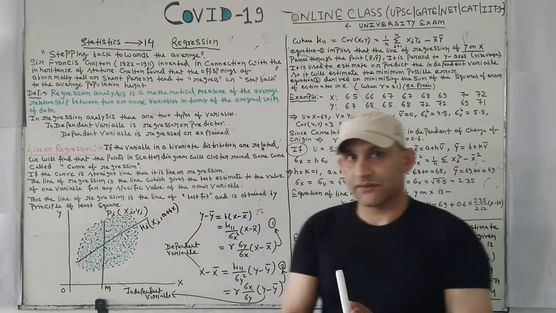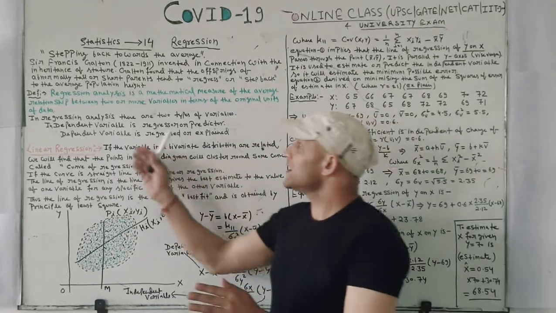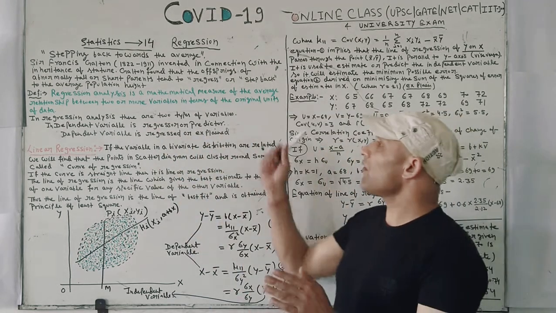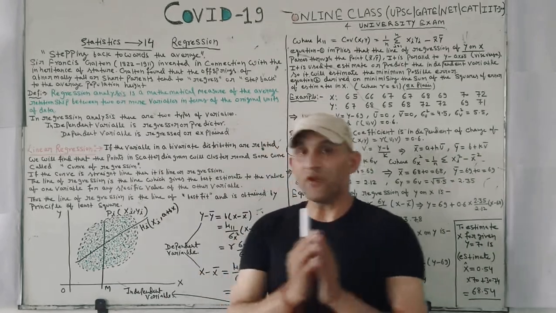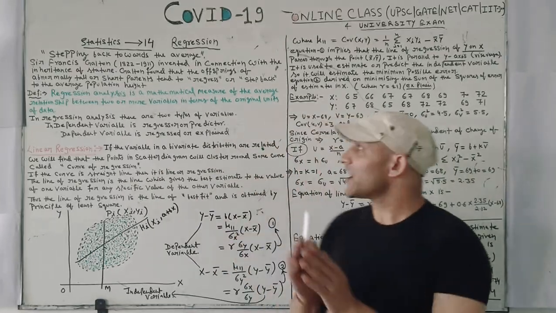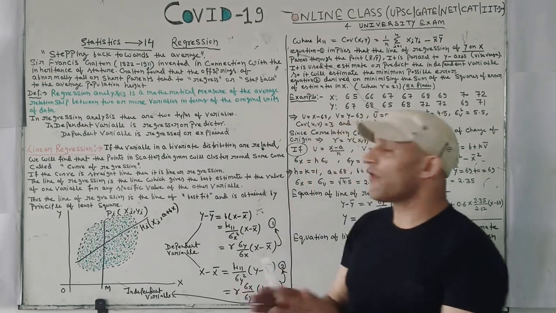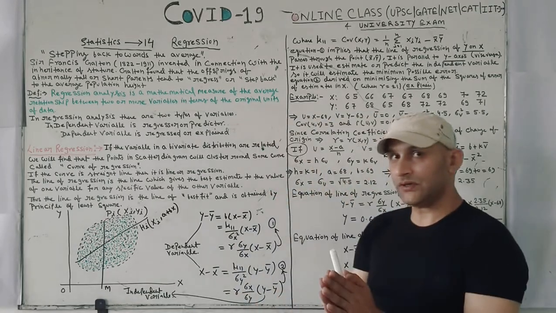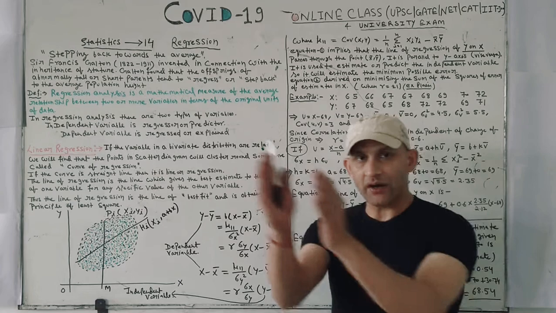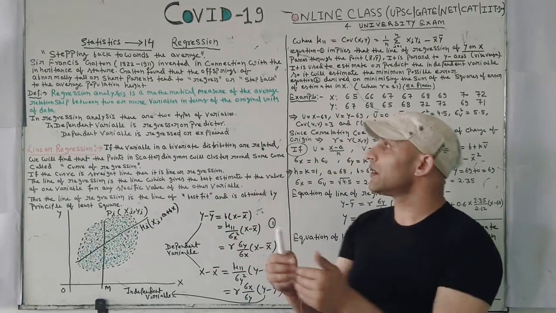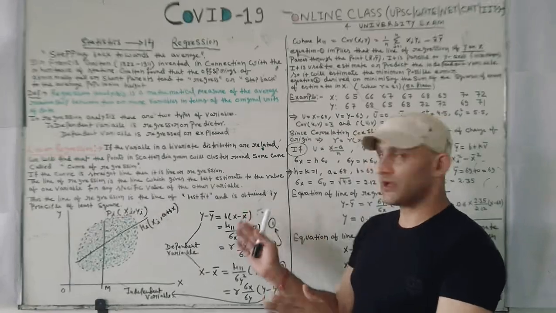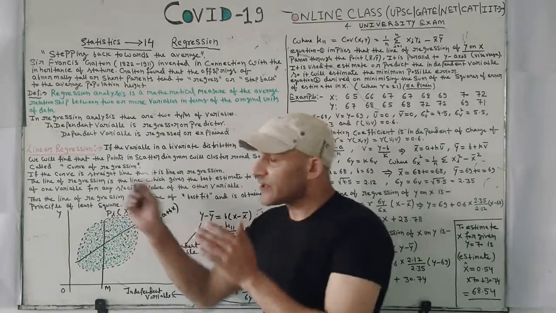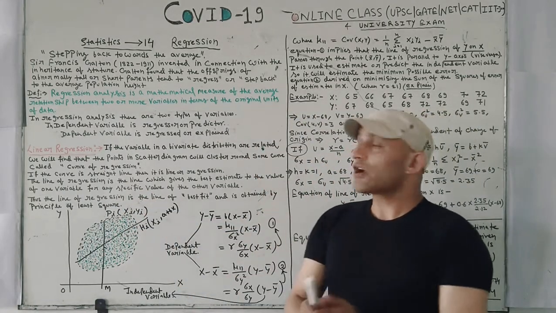In mathematics, the definition of regression is: regression analysis is a mathematical measure of the average relationship between two or more variables in terms of the original unit of data. So you are finding the average relationship. You have two sets of data, but you are finding the average relationship between the two data here. This is the definition of regression. In regression analysis, there are two types of variable.